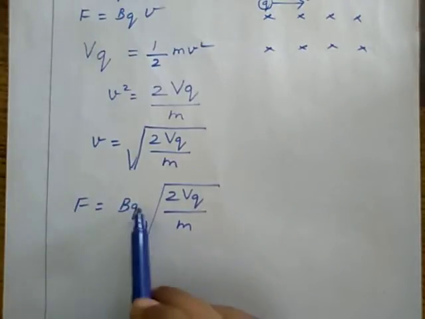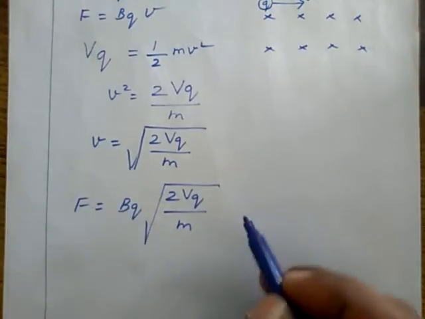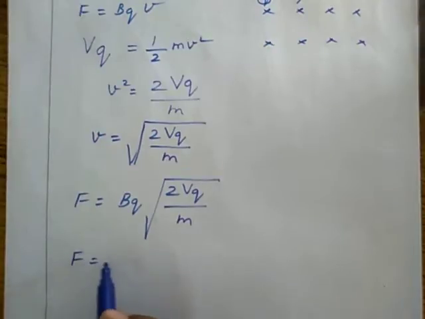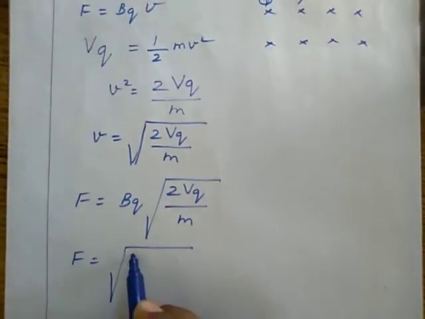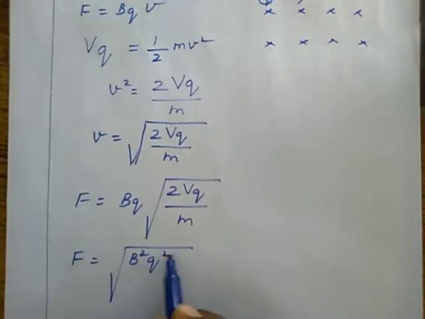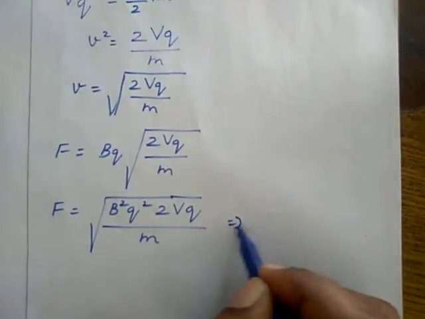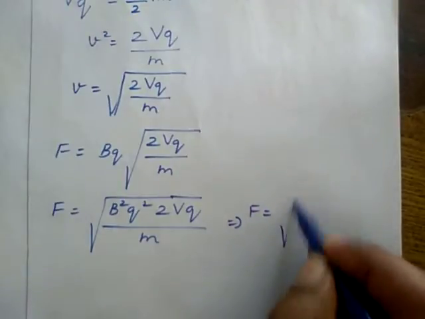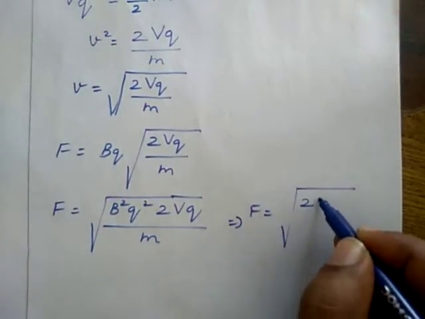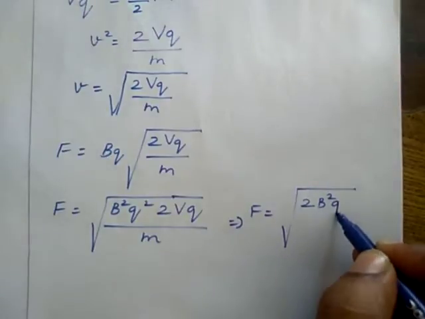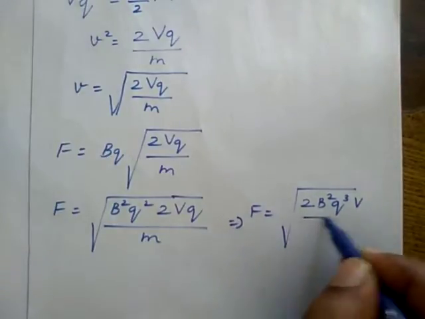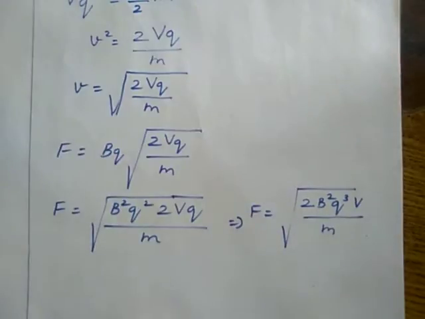Then taking this BQ into the square root, F is equal to root of B square q square, remaining terms 2Vq by m. After solving this, we get F is equal to root of 2 B square q cube V by m. Then the option is C. Okay, C is the correct answer.